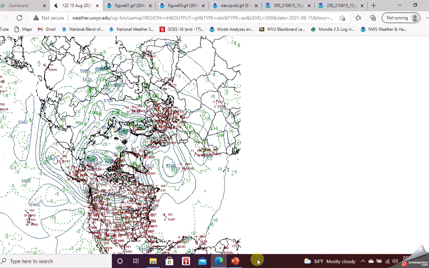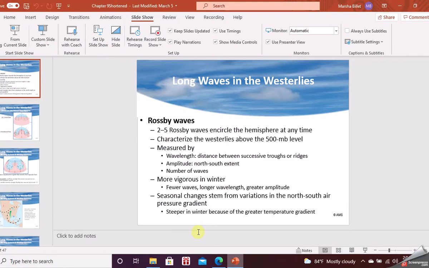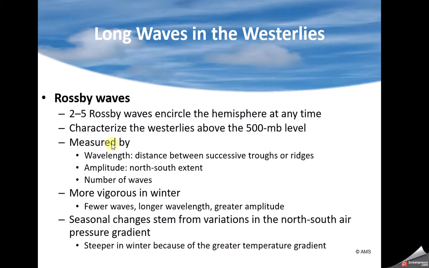So now that we've looked at the Rossby wave a little bit here, move on here a minute.